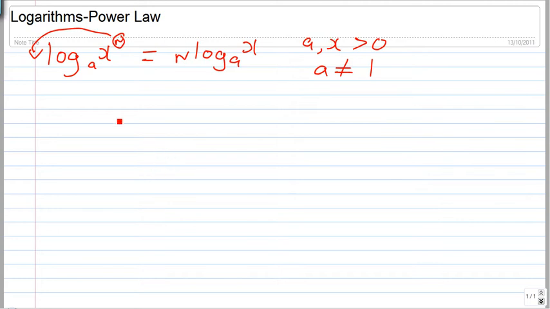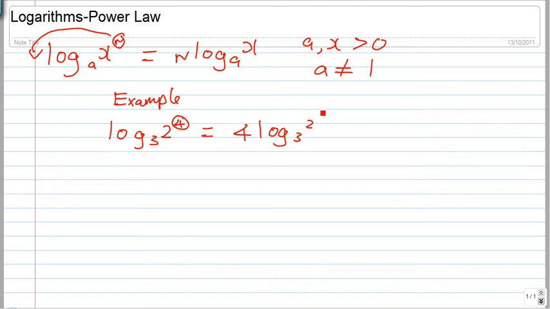So, example. Okay, we have log base 3 of 2 to the power of 4. You can bring 4 down to get 4 log base 3 of 2. Or if you have log base 2 of x to the power of minus 3, you can bring it down to minus 3 log base 2 of x.